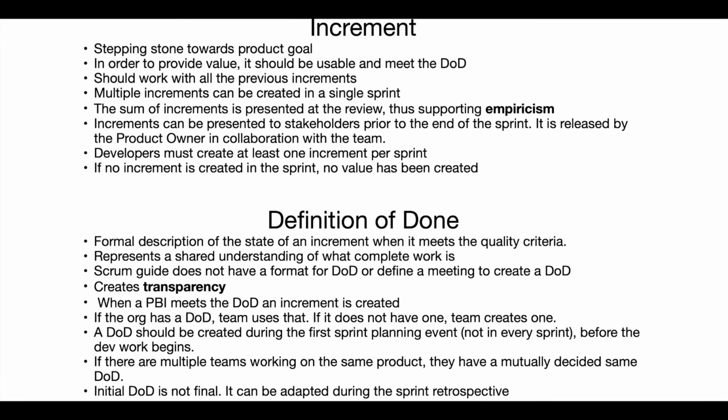If the organization has a definition of done, the team uses that. If it does not have one, the team creates one. A definition of done should be created during the first sprint planning event before the development work begins. If there are multiple teams working on the same product, they have a mutually decided same definition of done. The initial definition of done is not final. It can be adapted during the sprint retrospective.